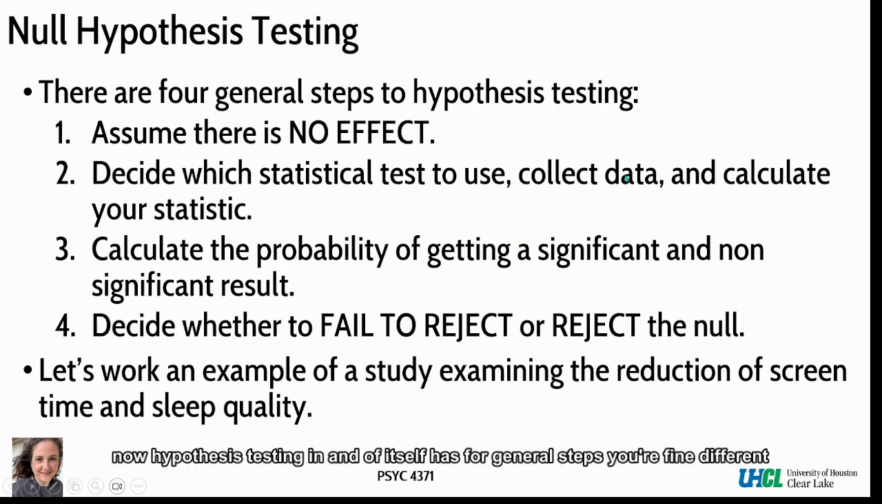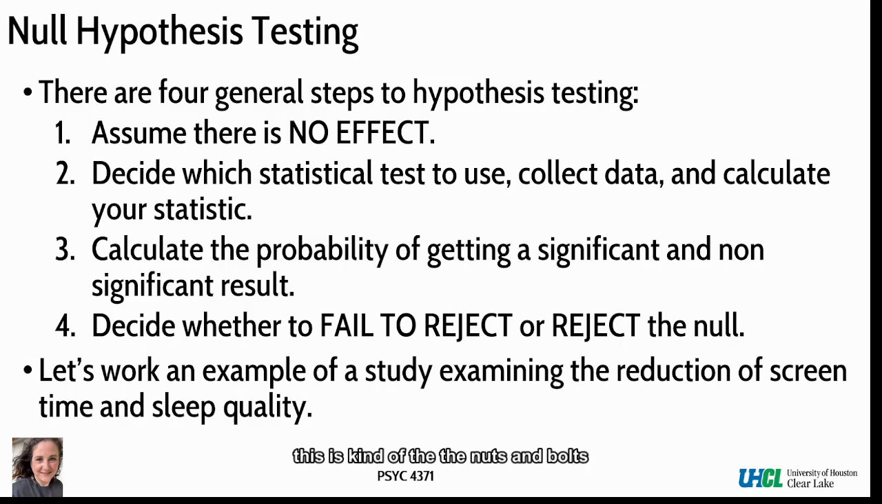Now, hypothesis testing in and of itself has 4 general steps. You'll find different versions of these steps. Some of them go into a little bit more detail. This is kind of the nuts and bolts of what has to happen in a hypothesis testing situation. First, we assume that there is no effect. So in the absence of data to prove the opposite, we assume the null is true.